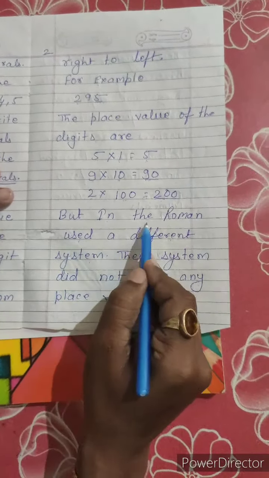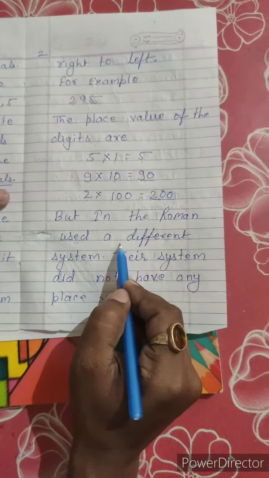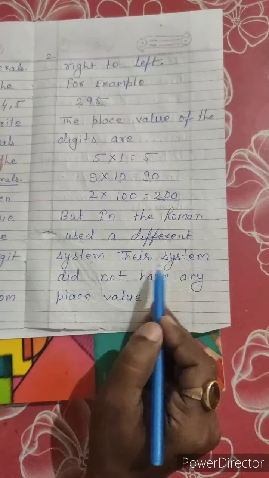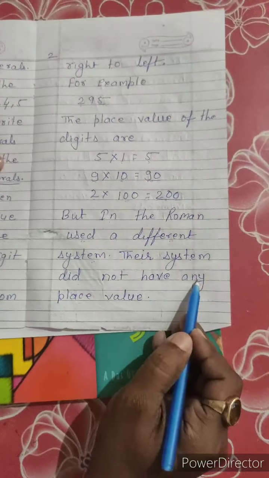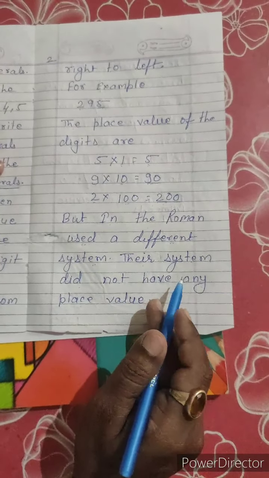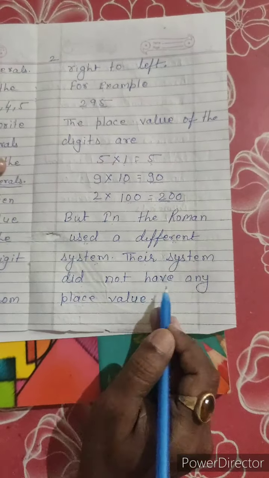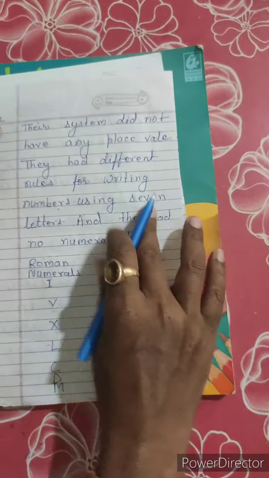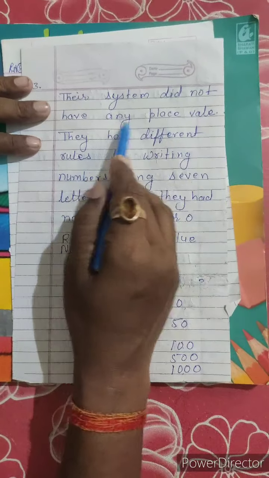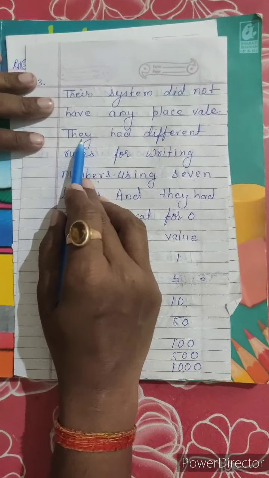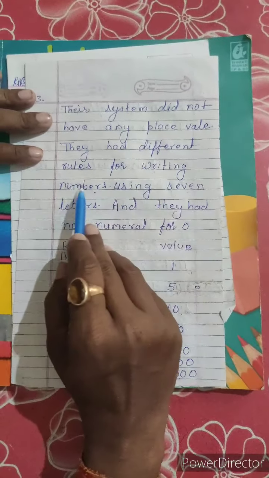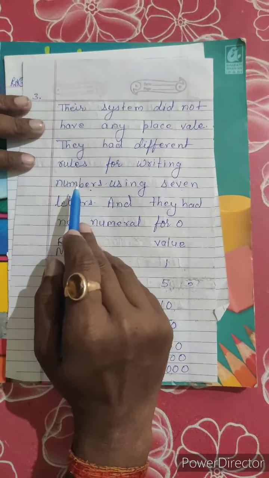But in the Roman system, we use a different system. Their system did not have any place value. In the Roman number system, there is no place value. They had different rules for writing the numbers.